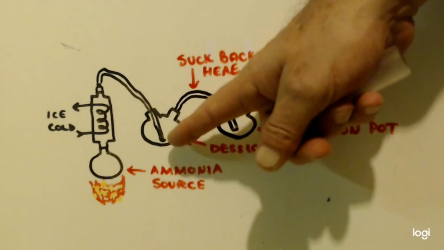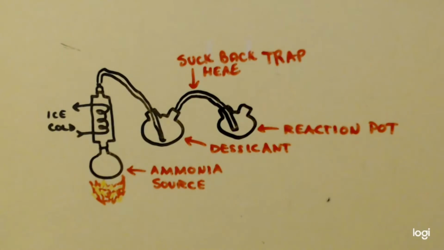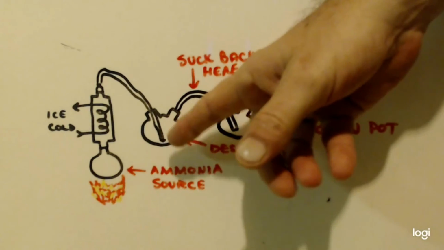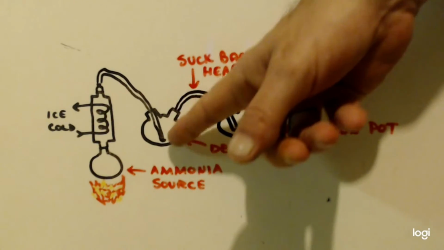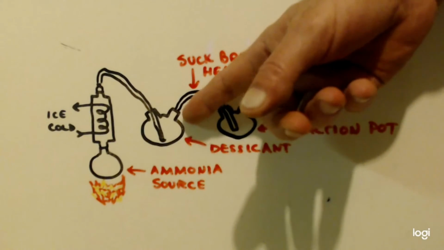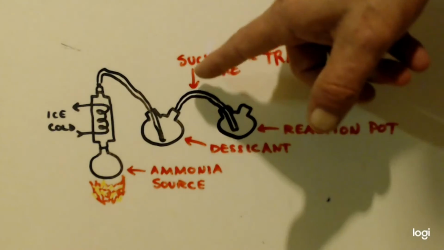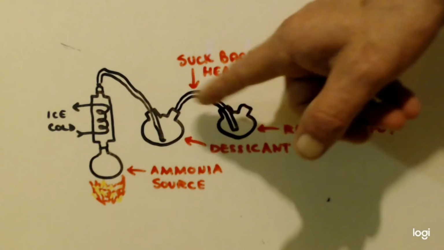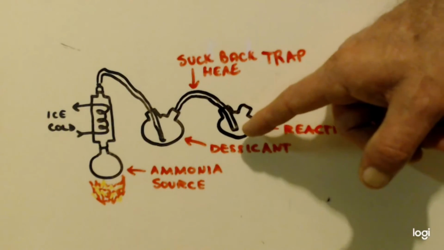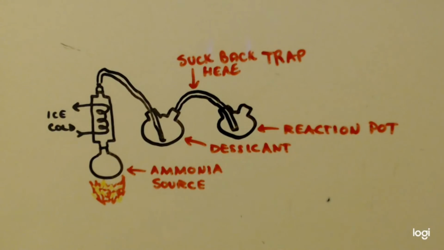You leave your hose, and you fill this up with some kind of desiccant, some kind of drying agent, right? And the ammonia has to go through it, come out at the bottom, and come up through this thing here, so it'll have to pass through whatever's in this flask. I didn't draw it, but you put a suck back trap in between these two. Then you can send this into your reaction pot.